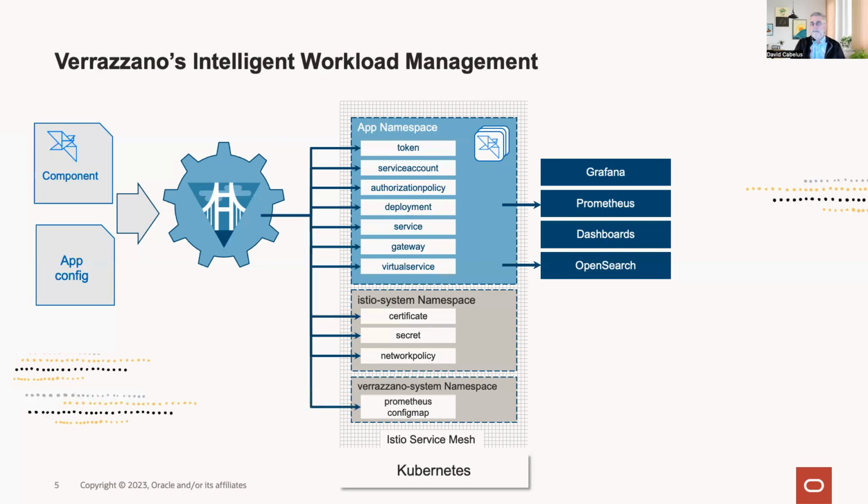I mentioned we have FluentD deployed here. We actually deploy it as a daemon set. FluentD will then start to capture your logs and traces and push them to OpenSearch. So again, a lot of automation built in. You don't need to know a whole lot about service meshes or even that much about Kubernetes. Verrazzano makes it really easy to adopt.